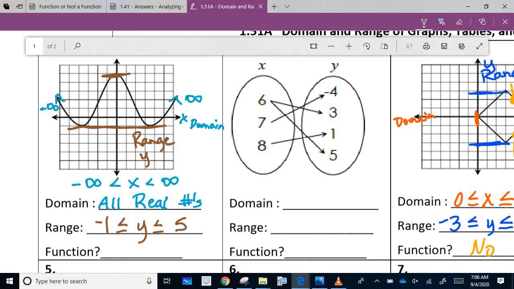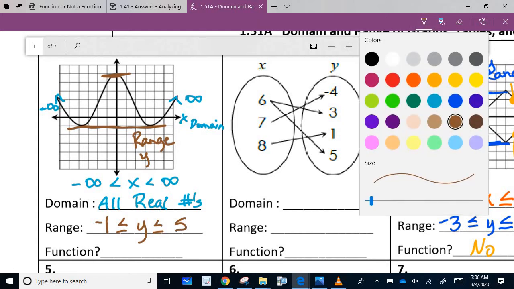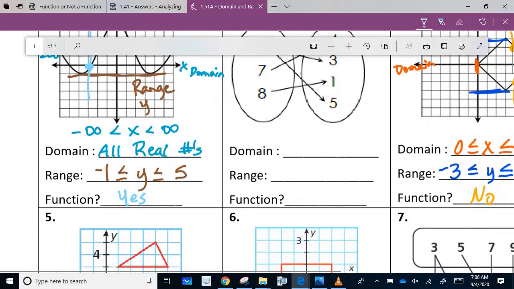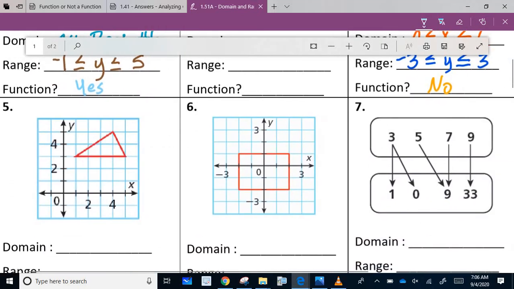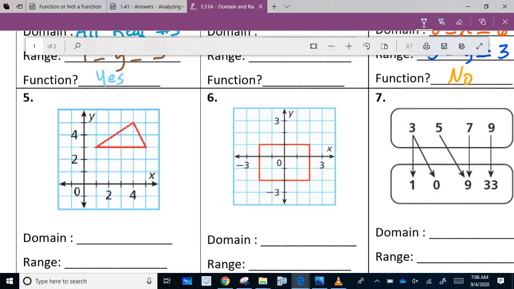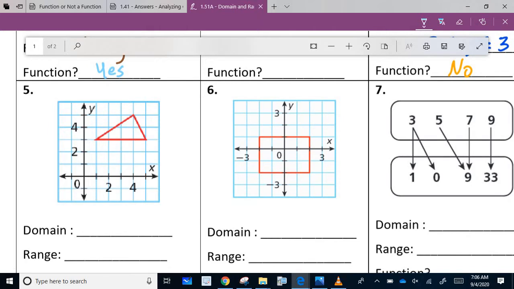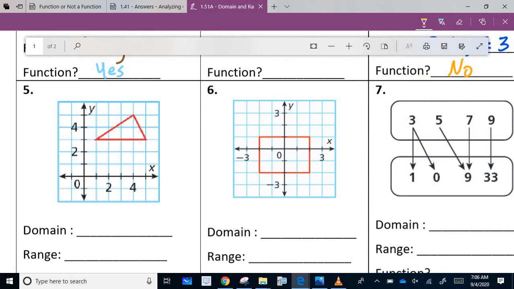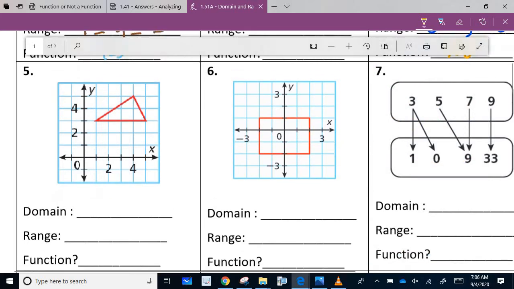Now I'm going to draw a vertical line, and I'm going to see, is it a function? So when I draw a vertical line right here, I see it's only going through that figure one time. So yes, it is a function. Now look down here at number 5. Number 5, we're going to look at domain and range also. Let's go ahead and see if it is a function. Just answer that right off.